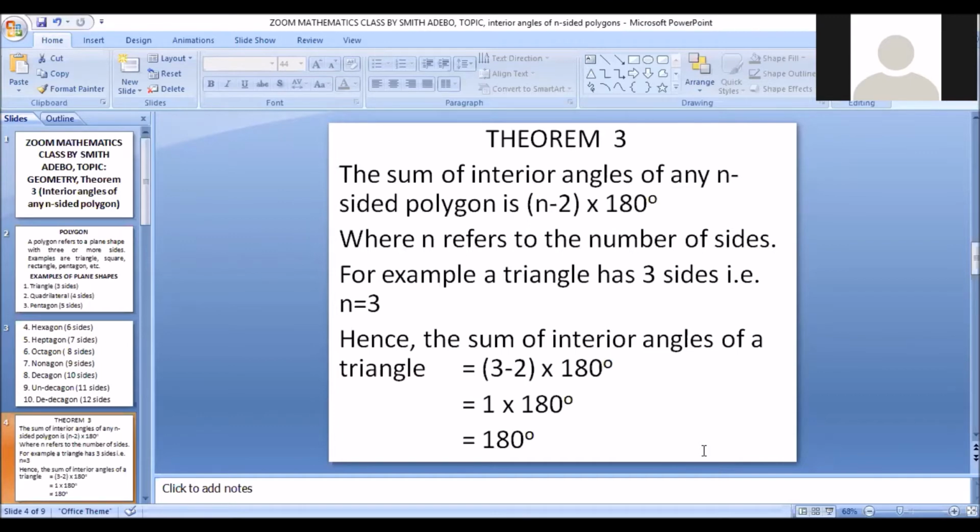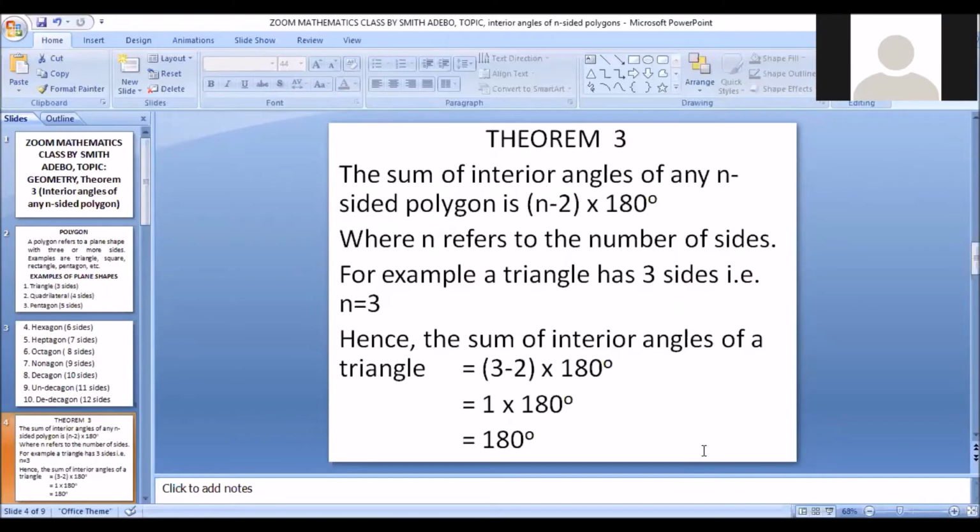Now, I'm sure somebody would have been wondering, how did you know that the sum of interior angles of a triangle is 180 degrees, and we've been solving? Okay, what if it's a quadrilateral? What is the sum of interior angles of a quadrilateral? It's a plane shape that has 4 sides. Okay, what if it's a pentagon? The sum of interior angles of a pentagon will be what?